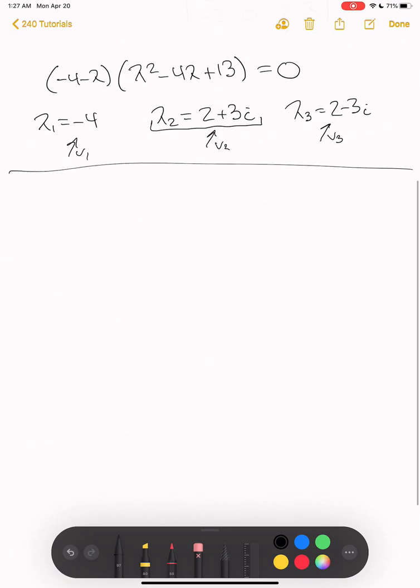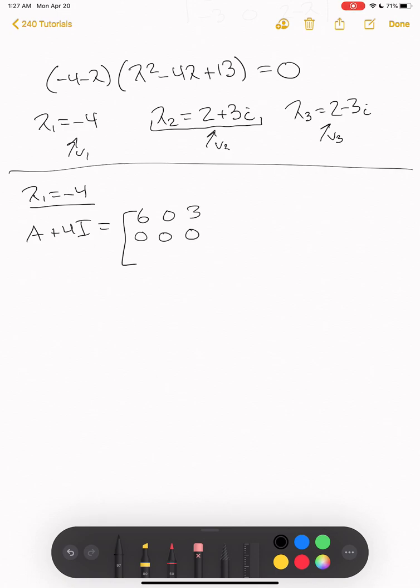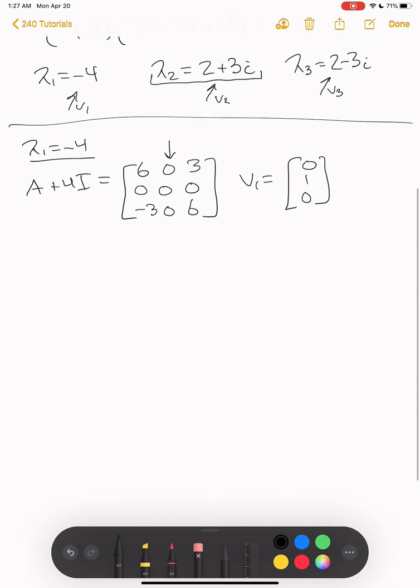Okay, so lambda 1 is equal to negative 4. We have a plus 4I, which is 6, I hope. Yeah, 6, 0, 3, a row of zeros, negative 3, 0, 6. So I'm going to take advantage of that column of zeros right here and just make this 0, 1, 0 for my eigenvector.